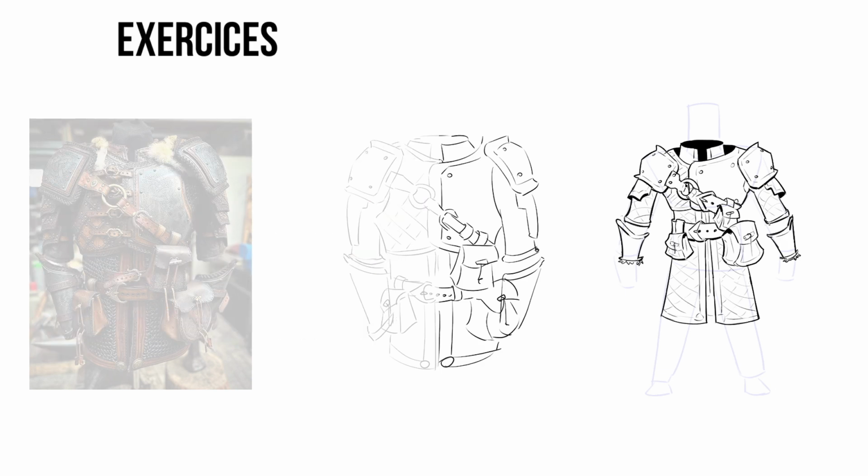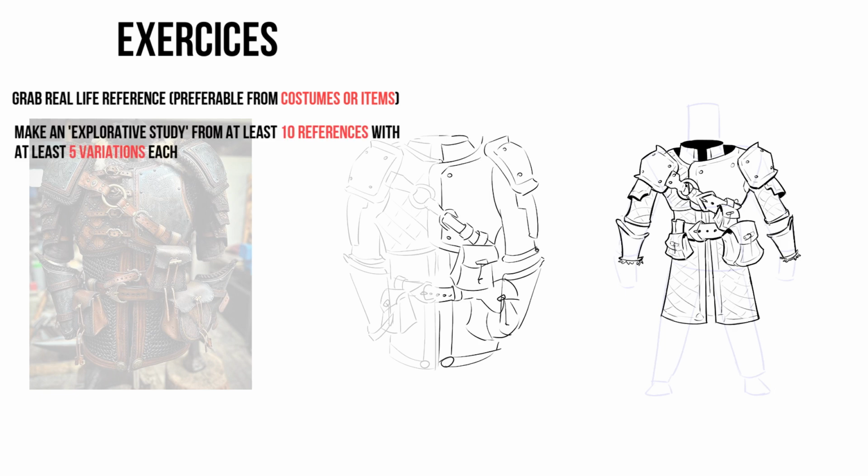For the exercises, just grab 10 pieces of real-life reference. I recommend you to go for costumes, which is the most likely thing you'll use real-life reference for. You can also go for other held items like weapons or potions or books. Make a study of each with at least 5 variations. Try different levels of cartooning, make them more or less realistic, experimenting with your favorite style.